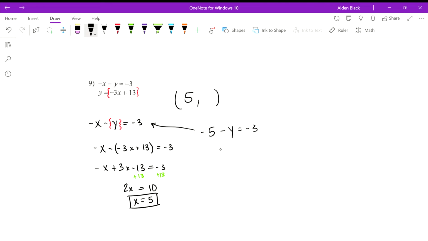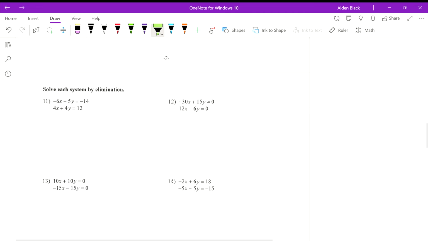What I'll do is add 5 to both sides, and I will get negative y equals positive 2. If I divide both sides by -1 or multiply both sides by -1, I'll find that y equals -2. So here's my solution. I'll just highlight it. Good, so that's by substitution.